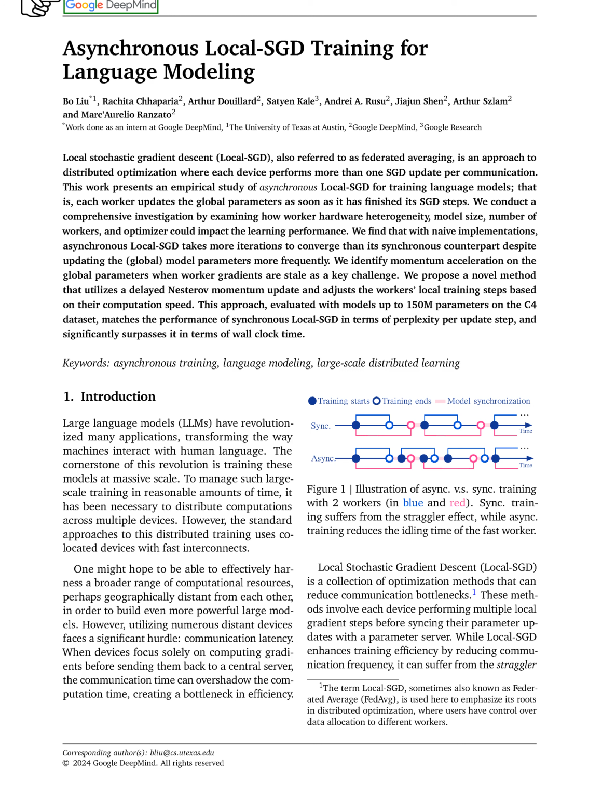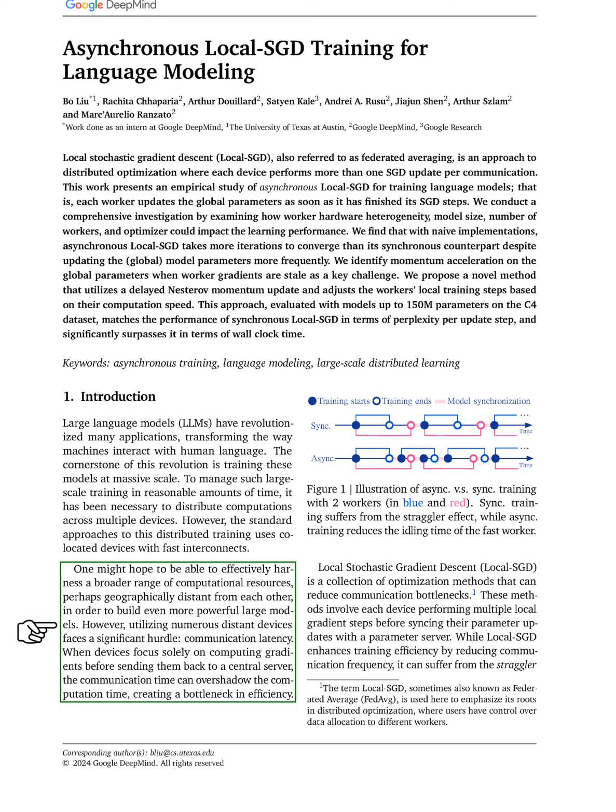Introduction. We're going to talk about how large language models, LLMs, have changed the game in many applications, particularly in how machines interact with human language. The key to this transformation is training these models on a massive scale. To do this in a reasonable amount of time, we need to spread the computations across multiple devices. But there's a catch. The standard way of doing this involves using devices that are located close to each other and have fast connections.